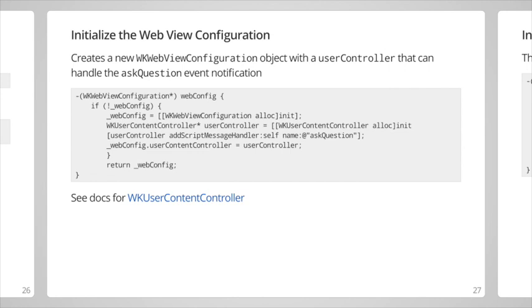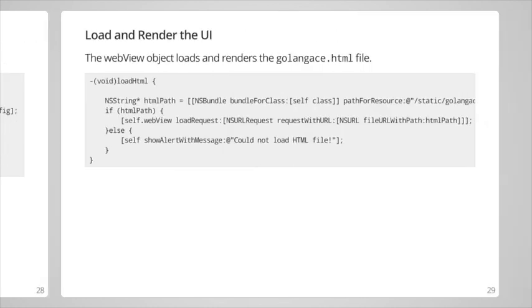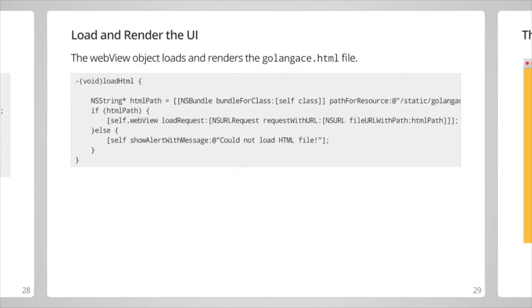Initializing the WebView configuration object consists of creating a user controller. And here, what's important about this example is that we're registering the ask question user event to the user controller by calling the add script message handler method. And then after returning the web configuration, we initialize that web configuration. When we initialize the web view, we use that web configuration. And finally, in the viewDidAppear method, we're loading the HTML at the very end. That's what the load HTML method looks like. We take the GolangAce.html file and we render the UI.